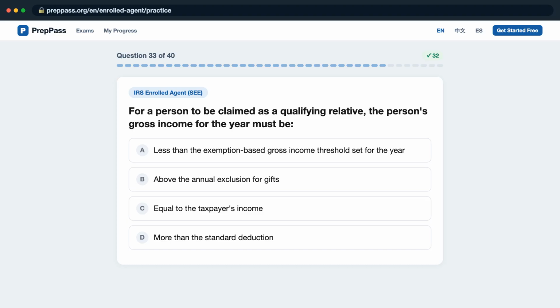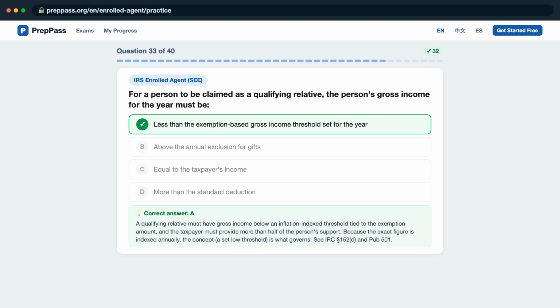Question 33. For a person to be claimed as a qualifying relative, the person's gross income for the year must be, is it A, less than the exemption-based gross income threshold set for the year? B, above the annual exclusion for gifts? C, equal to the taxpayer's income? D, more than the standard deduction? The correct answer is A.